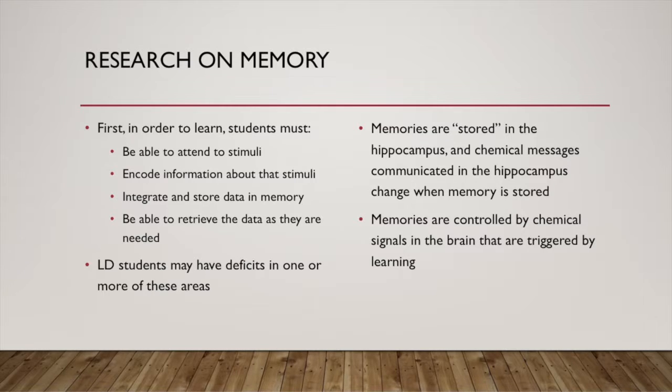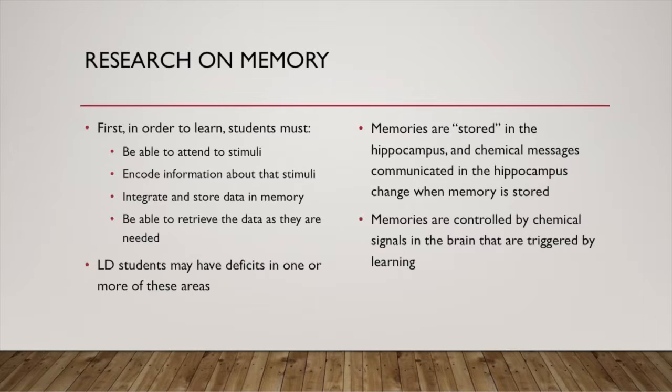So basically, they see a stimuli, and they take the information from that, and their brain encodes it, integrates it, and stores it in their memory, and then retrieves it when they need to, like on a test, they need to be able to say what the correct answer is, so they retrieve it from their memory. But LD students can have deficits in these specific areas. So in each step, a student could have a deficit in one or more of those.